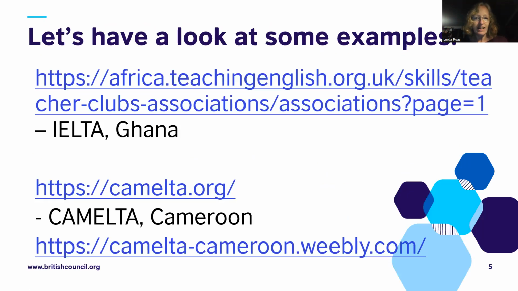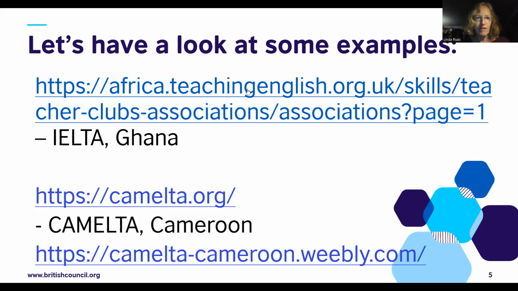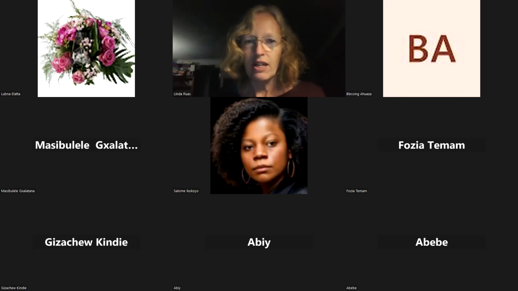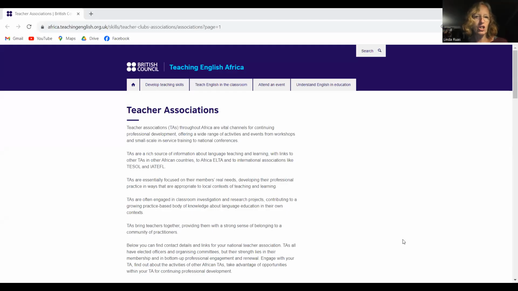Okay, the first thing then, let's have a look at some of these examples. Now we're going to look first at this page, which is on Africa Teaching English. I'm going to have to stop sharing and share again because it doesn't go through properly. Right. Now, if you've looked on the Teaching English Africa site, there is a section there. Can you see my page on teacher associations? I think you can. Yes. I can see it.